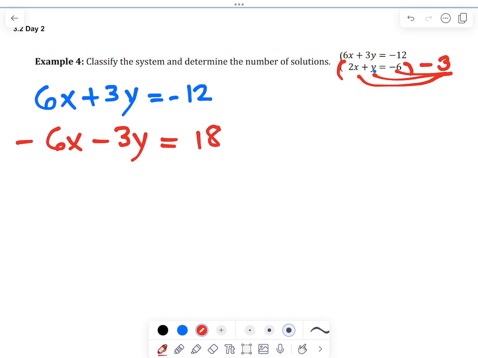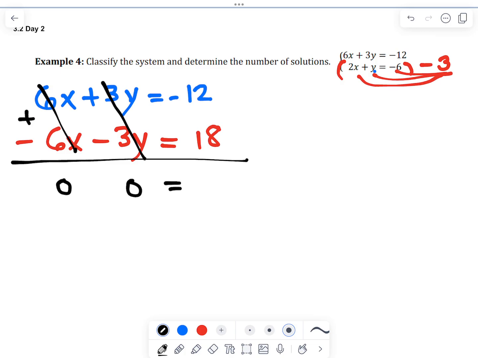And we get negative 6x minus 3y equals 18. Now let's go ahead and add. So when we add, these two terms cancel out. These two terms cancel out, equals 6. So 0 equals 6.